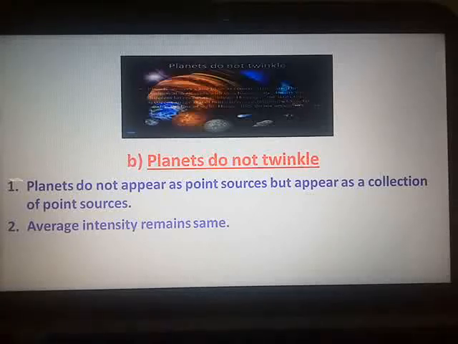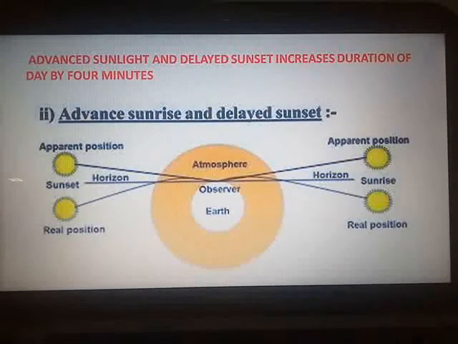Similar is the application over here, that planets do not twinkle because, first thing, they are nearer to the earth, and second thing, they are not point sources but appear as a collection of point sources of light. The third one we are going to study is the concept of atmospheric refraction at sunrise and sunset. Now, advanced sunrise and delayed sunset, this phenomenon can also be explained on the basis of atmospheric refraction.